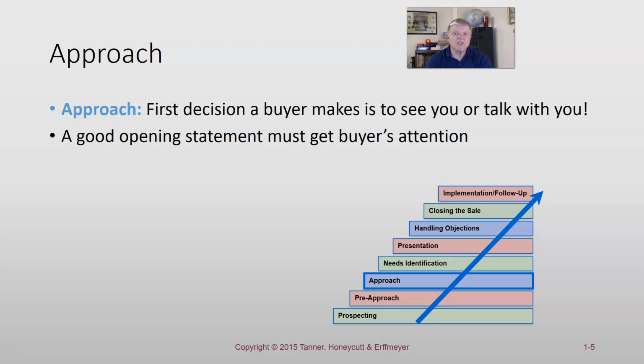The first decision a buyer makes is whether to see or talk with you, whether it be on the phone, through an email, a voicemail, or in person. You have to get to meet with them and make that first impression. You only have one chance to make a good first impression. One, that's it. So you want to be as well prepared as possible.